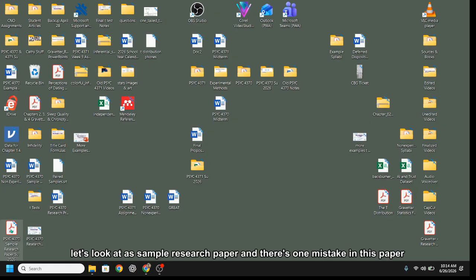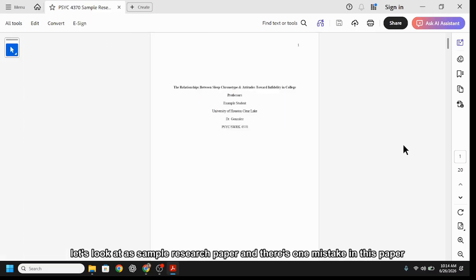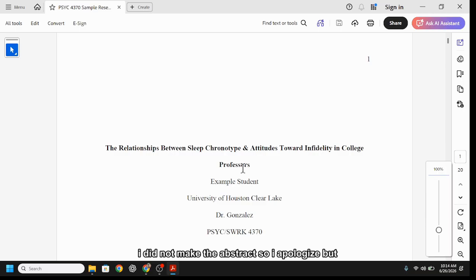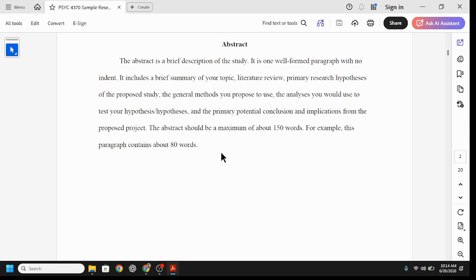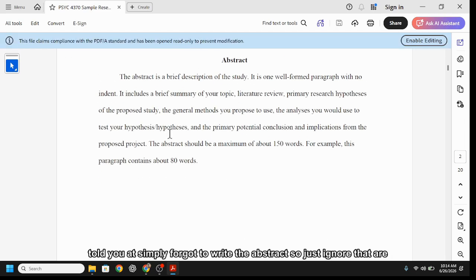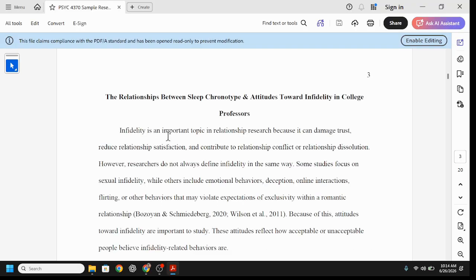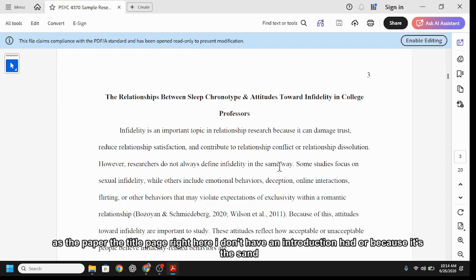Let's look at a sample research paper. And there's one mistake in this paper. I did not make the abstract, so I apologize. But this fictitious paper was exploring the relationships between sleep chronotype and attitudes toward infidelity in college professors. And this is just an example, right? Told you I accidentally forgot to write the abstract, so just ignore that part. You'll notice I put the same title as the paper, the title page right here. I don't have an introduction header because it's assumed.